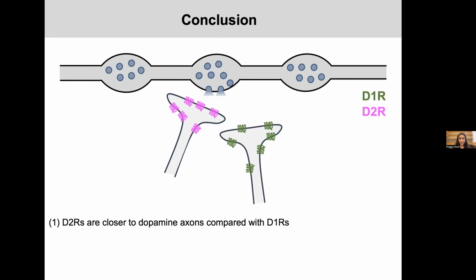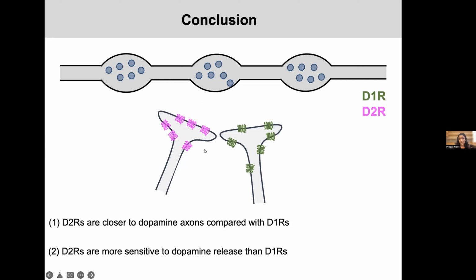To conclude, I showed you that D2Rs are closer to axons compared to D1Rs, which is contrary to what has previously been expected of these receptors. And absence of release, using synaptotagmin 1 knockouts in dopamine neurons, moved D2Rs further away, while leaving D1Rs unaffected, showing that D2 type receptors are more sensitive to release than D1Rs.